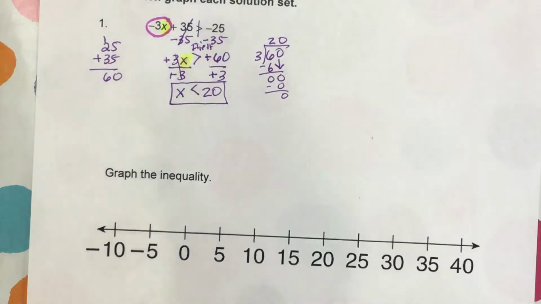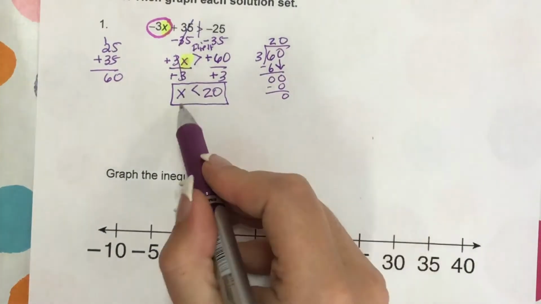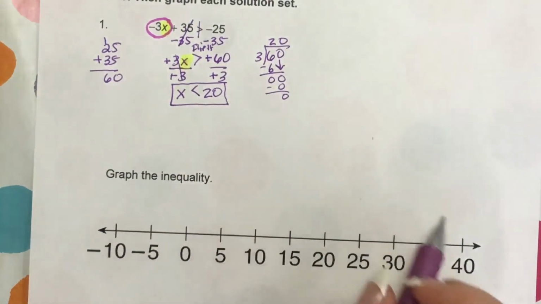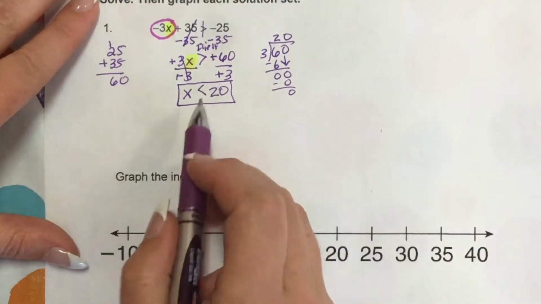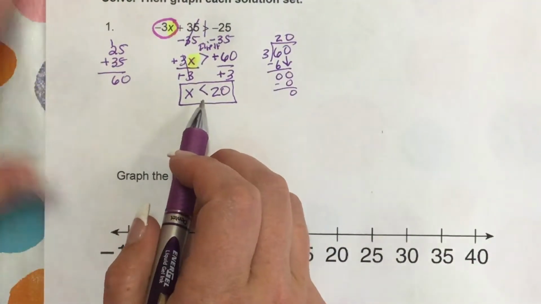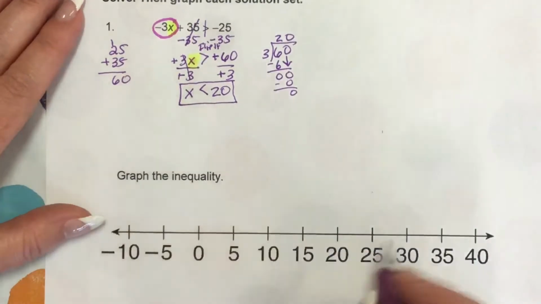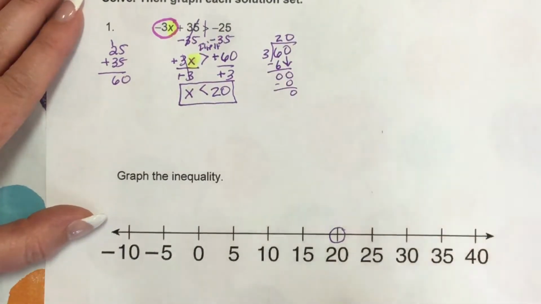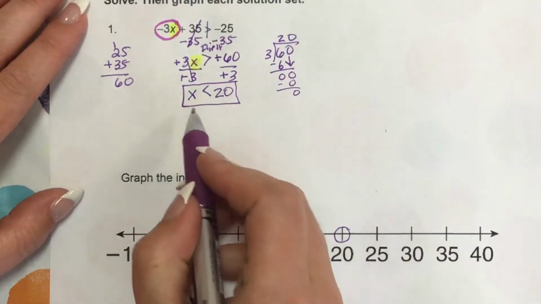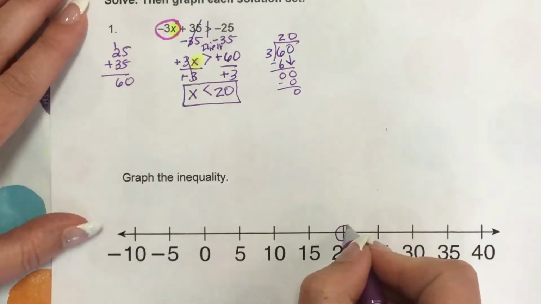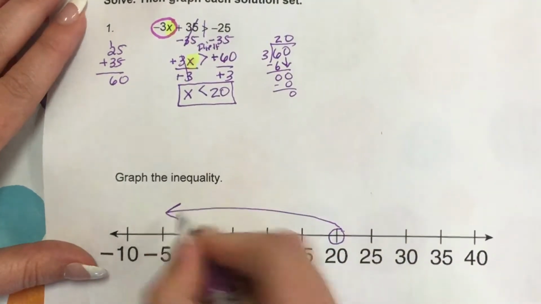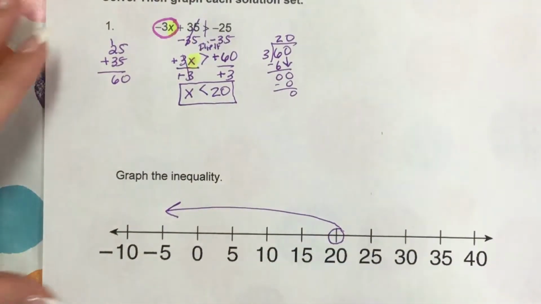We have to find the 20. So x is less than 20. We have to determine if it's an open circle or a closed circle. It does not include 20, so it's going to be an open circle. And then x is less than 20, so it's going to be all the numbers that are smaller. So there we go. It goes like that. That's how you graph that inequality.